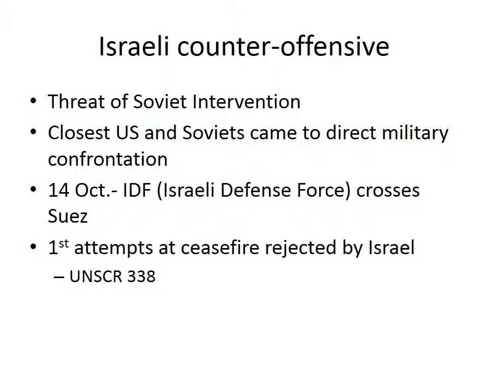At which point it's now the Soviets' turn to threaten direct military intervention. They don't threaten it at first. The Israelis on 14 October will cross the Suez Canal and enter into Egypt and threaten the encirclement of the Egyptian Third Army, which is at the time about 40,000 strong. Negotiations begin at this point for a ceasefire. The Israelis refuse the ceasefire, and so the Soviets threaten direct military intervention.